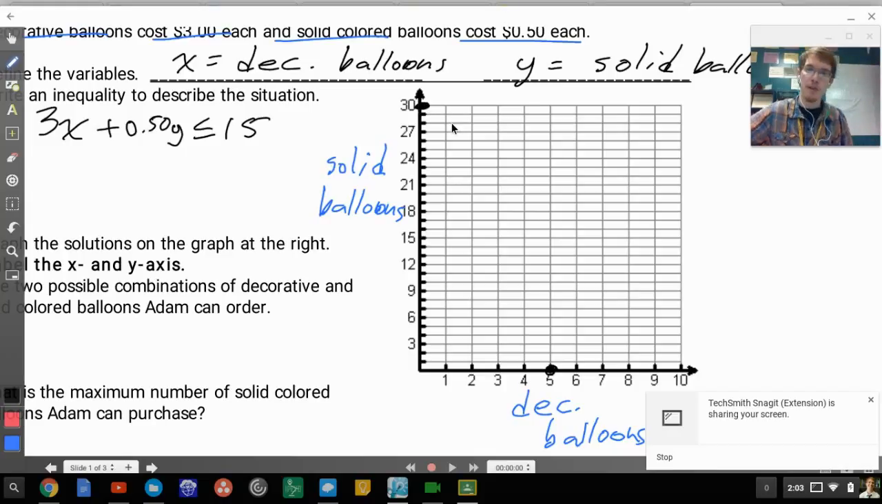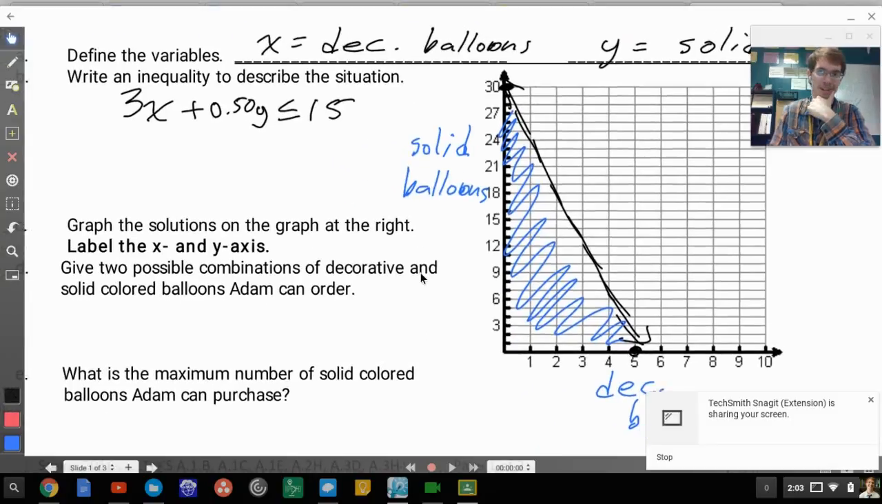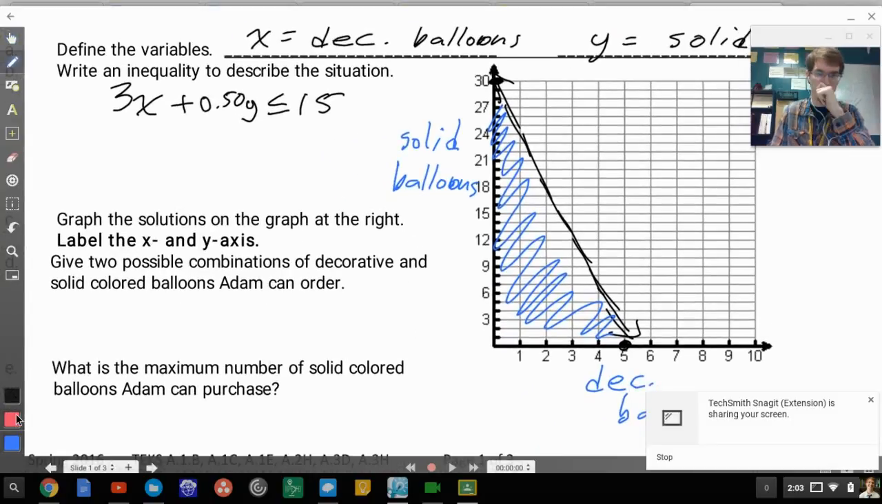So that means whenever I connect these two points using my straight edge, my cost has to be below that. So I'm going to shade below that. I'm looking for possible combinations, and these combinations can be anything that's in this area.